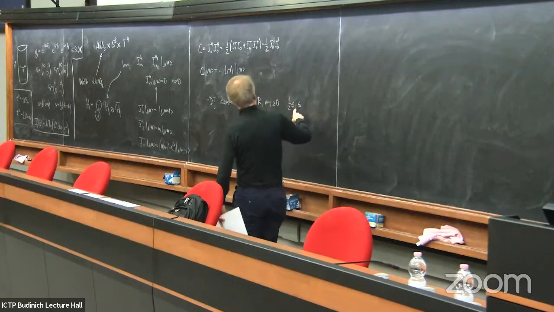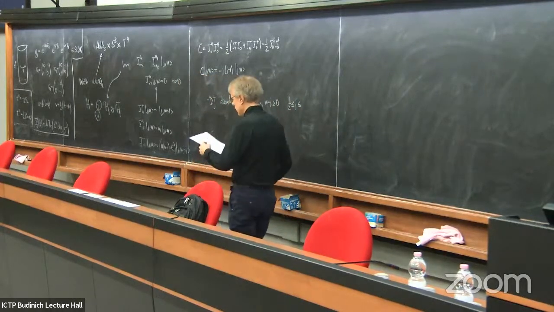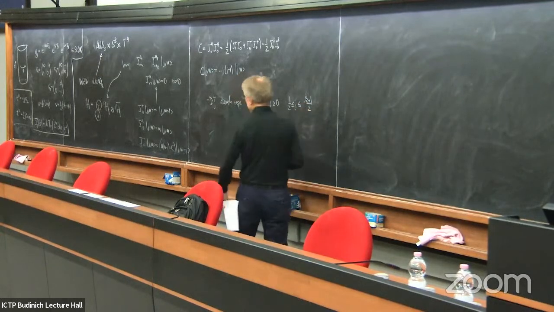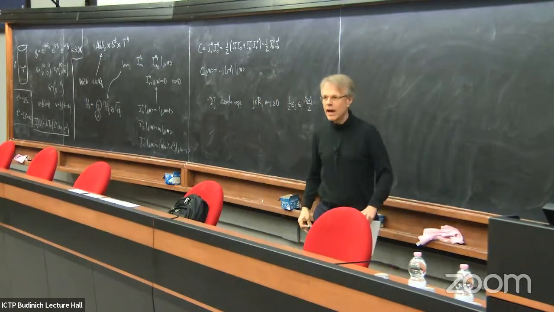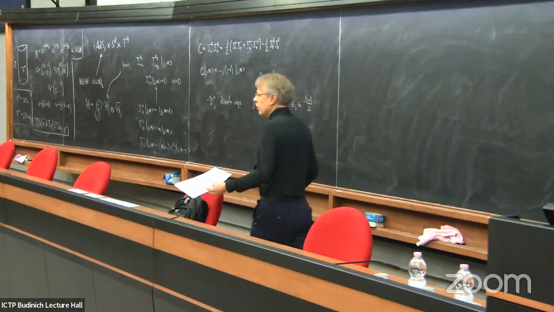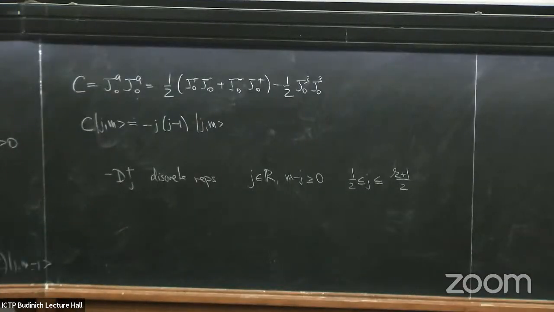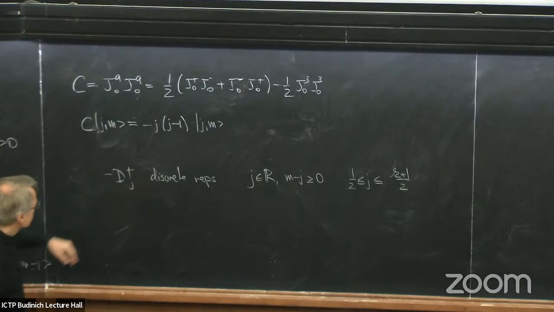So it's bigger than a half, but then the no-ghost theorem tells you that it also has to be less than k plus 1 over 2. But you see, in the k goes to infinity limit, you don't care. And this is the analog of what you know for SU2. For SU2, the spin runs from a half to k over 2. So this is just the SL2 analog of that. So these are the discrete representations. So here I have to sum over all of them.